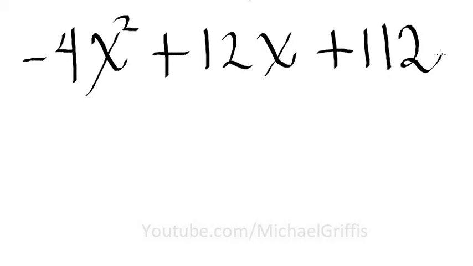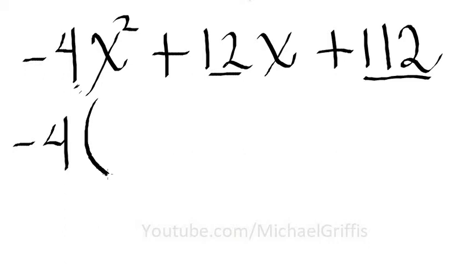First thing I'm going to do is I'm going to try to get a positive out here in front of this x squared, and that means I'm going to factor out a negative. But by looking at this, I know that 4 goes into 12, and I take a closer look, and it also goes into 112. So that means we're going to factor out not just the negative, we're going to factor out 4 also. And that'll make life a whole lot easier for us.